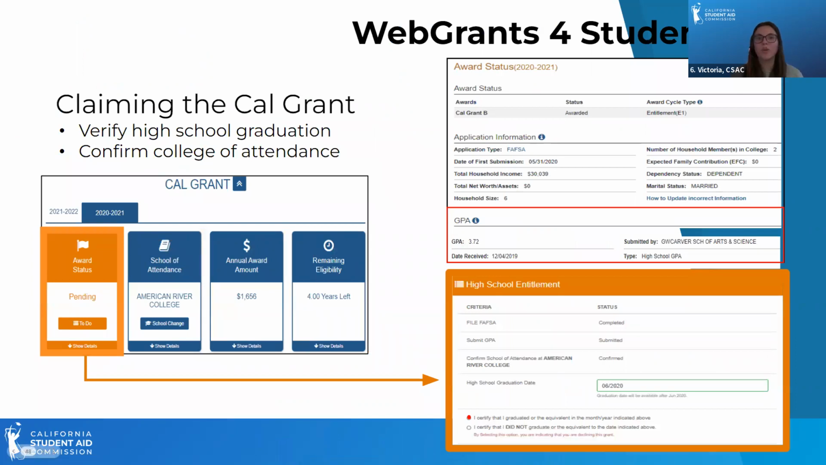Here are some screenshots of what that's going to look like. We have different color-coded cards, little tiles here. For this example, it says award status pending in this orange-yellowy color. When you click show details, it opens up this window. For this particular student, he has to certify his graduation date. Once he certifies that he's graduated high school, that will update in our system, and eventually the award status will turn green and have everything as completed.